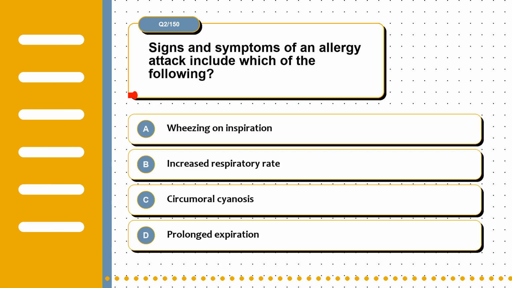Question 2. Signs and symptoms of an allergy attack include which of the following? Here are the options. Option A. Wheezing on inspiration. Option B. Increased respiratory rate. Option C. Circumoral cyanosis. Option D. Prolonged expiration.